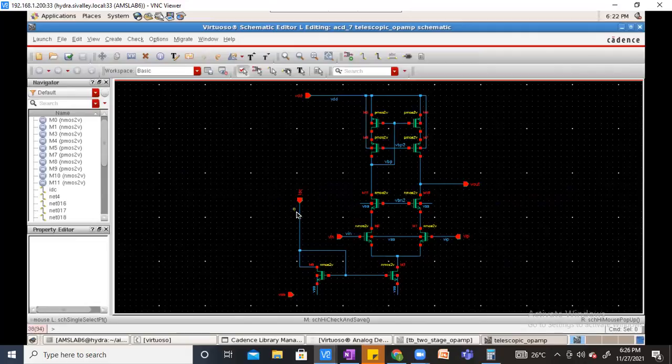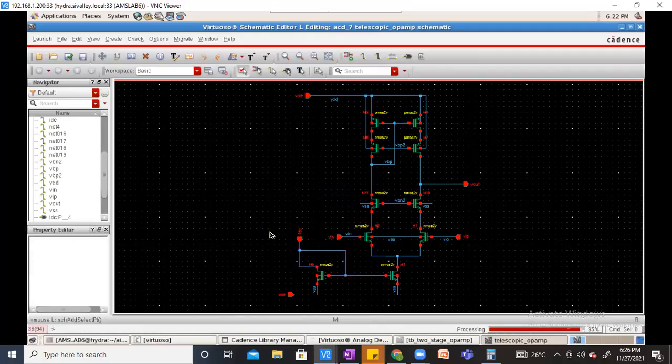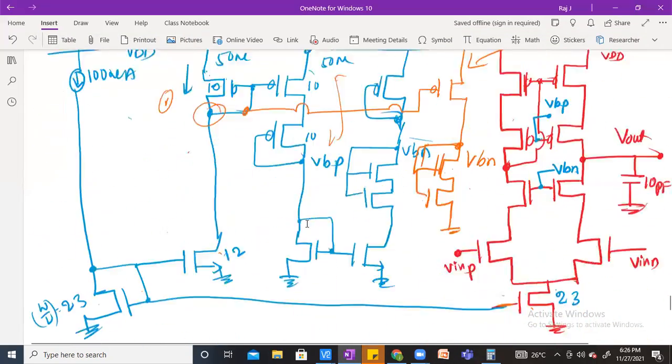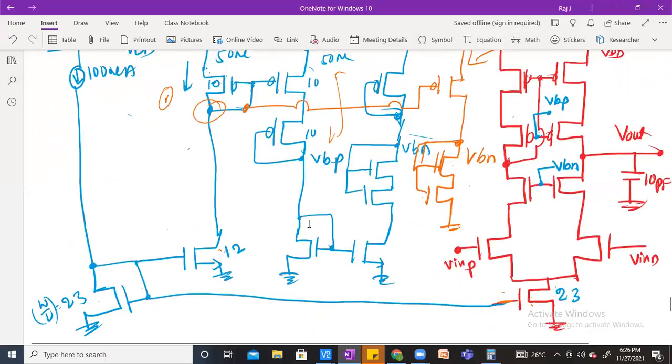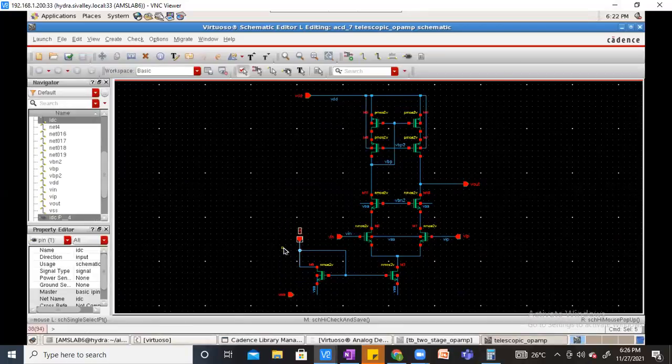Okay, now what we will do is generate bias for this VBN2 and VBP2. How to generate? We already know it, right? Just take this circuit and we will get it done. And let's say this is the bias circuit, initial stuff.